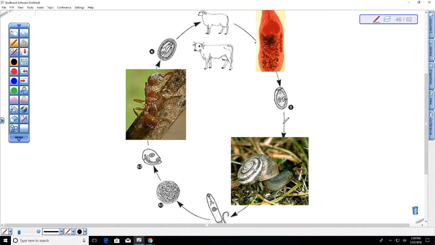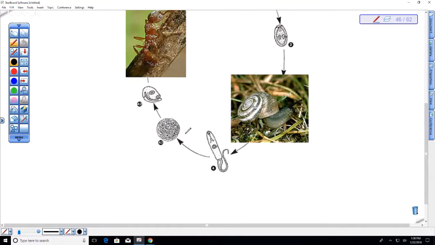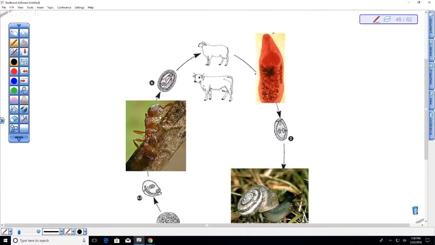So this is the egg. It is taken up by the snail. And then this is the slime ball with a bunch of larvae in it. And then this is eaten by the ant. And then the ant is eventually eaten by the grazing animal. And then the life cycle is completed.